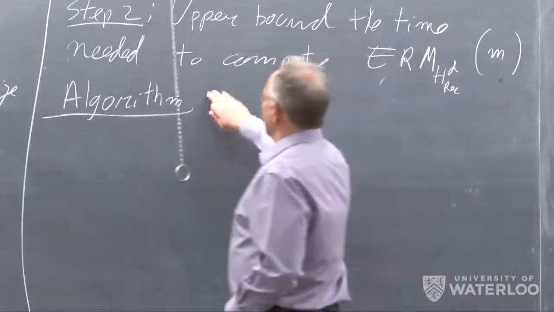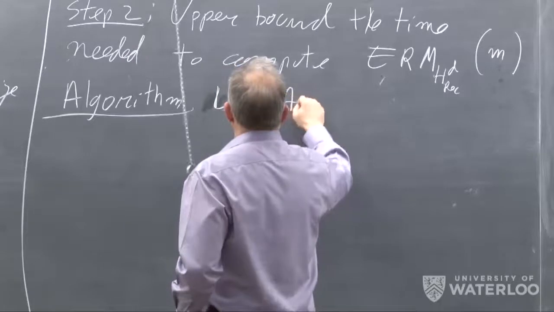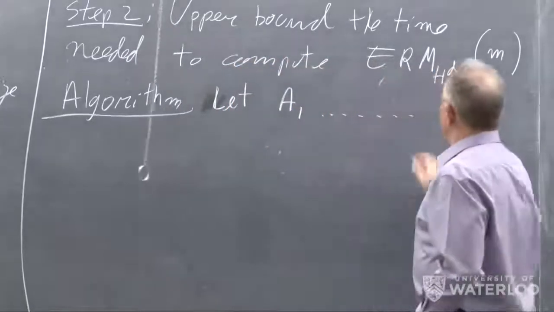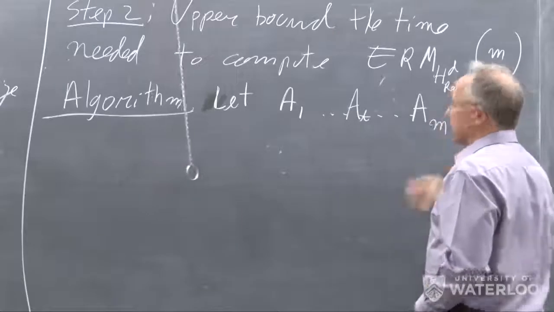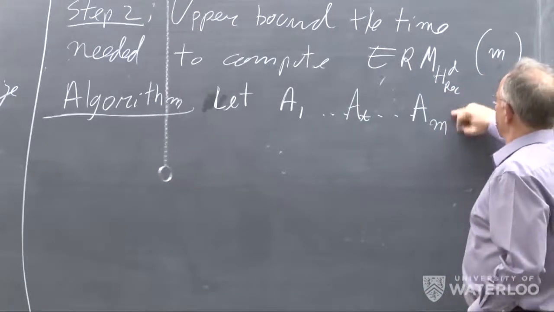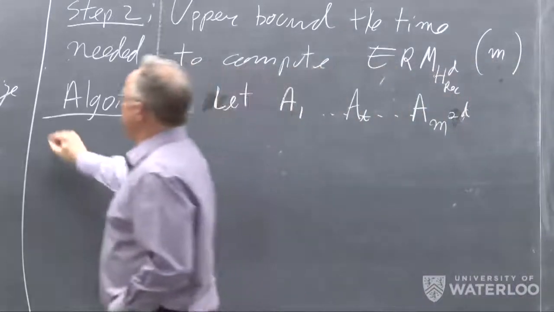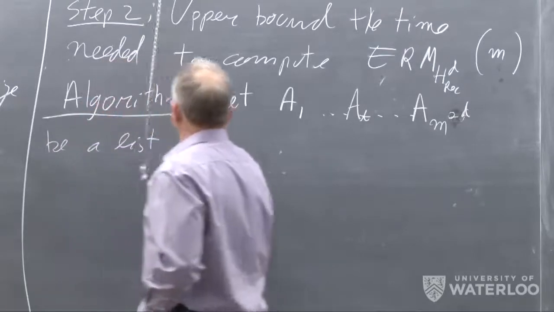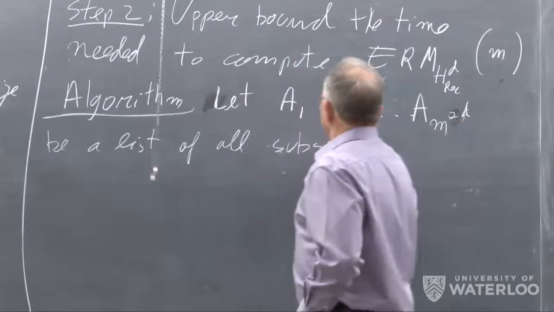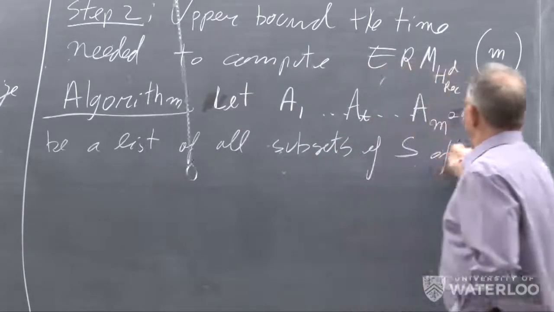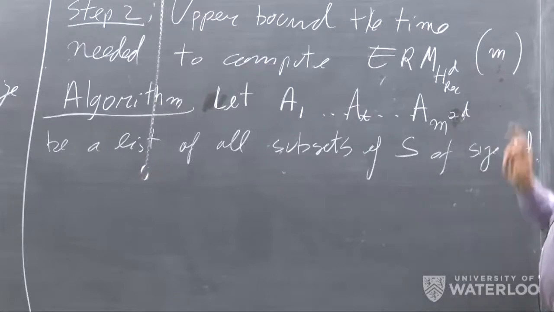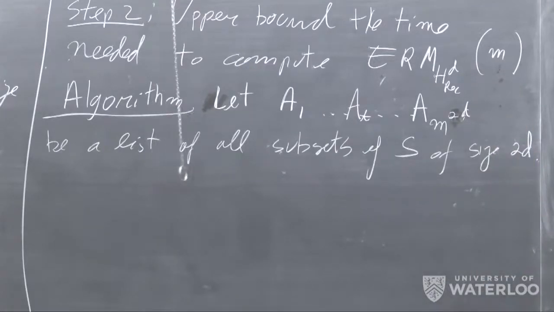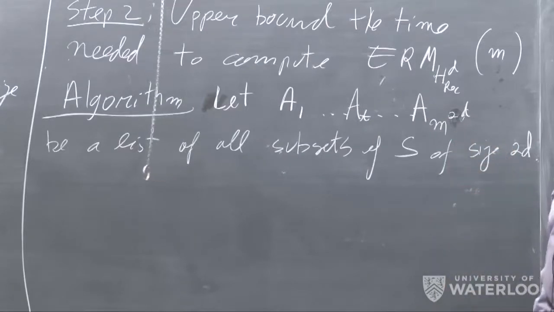Let A1 up to A_(M^2D) be a list of all subsets of S of size 2D. So we get a sample of size M, and I make a list of all the subsets of the sample that have size 2D. So there are going to be M to the 2D such subsets, if I allow repetitions, it's exactly M to the 2D.